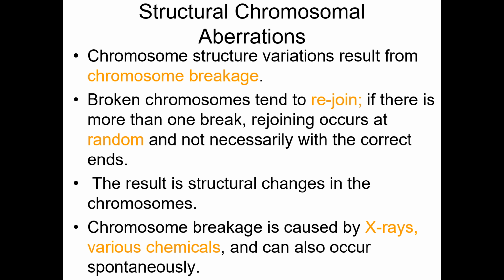So now you may ask how these chromosomal breakages can happen. It can happen because of X-rays, continuous exposure to X-rays. It may cause structural aberrations, or various chemicals like mustard gas or radiation, and in some cases it can happen spontaneously without any known reason.